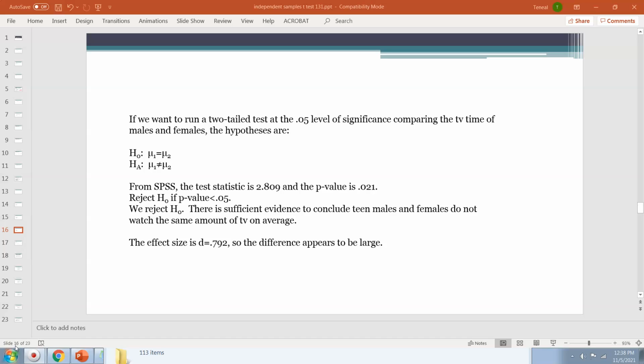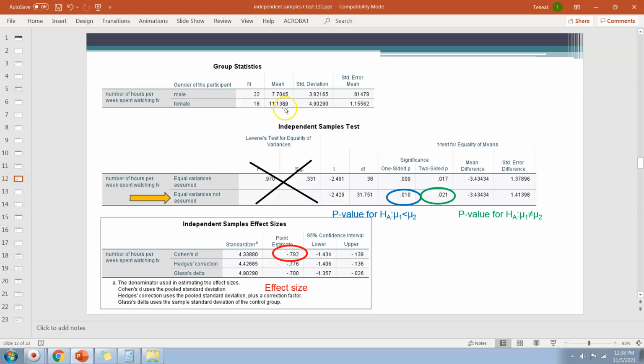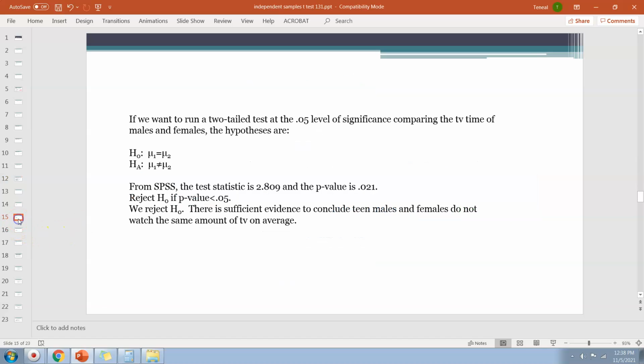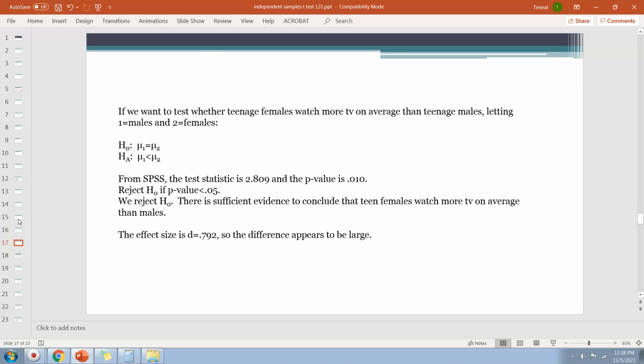What if now we wanted to run a one-tailed test? And remember, if we're looking at this output, in the sample, males have a lower amount of time spent watching TV, and females have a higher amount of time spent watching TV. So let's run a one-tailed test. If we're doing the one-tailed test, we're going to be testing whether males watch less TV than females. So we're going to run this as a one-tailed test.